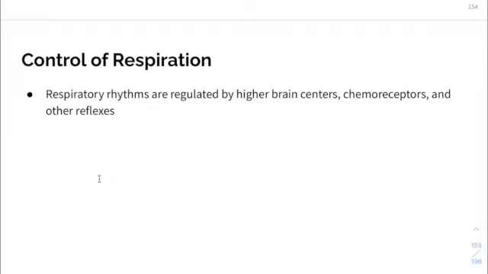So our brain, just like everything else in the body, is going to control the rhythm of our breathing. Different parts control breathing in, versus different parts that will actually control breathing out at some points.